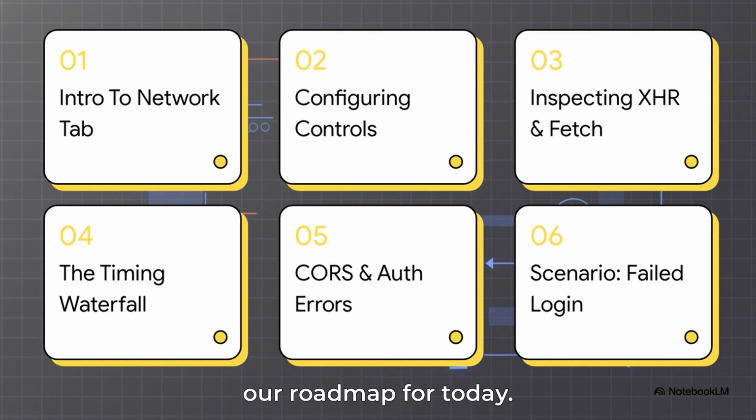All right, here is our roadmap for today. 1. Intro to Network tab. 2. Configuring key controls. 3. Inspecting XHR and fetch. 4. Reading the timing waterfall. 5. Identifying CORS and auth. And finally, 6. A real scenario where we debug a failed login.